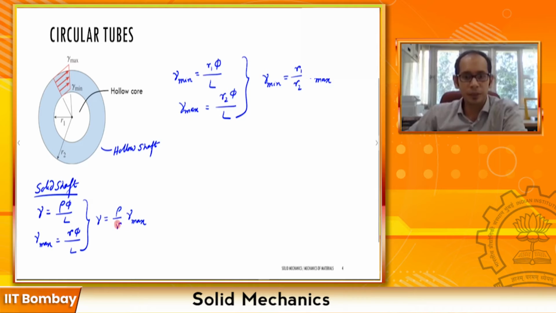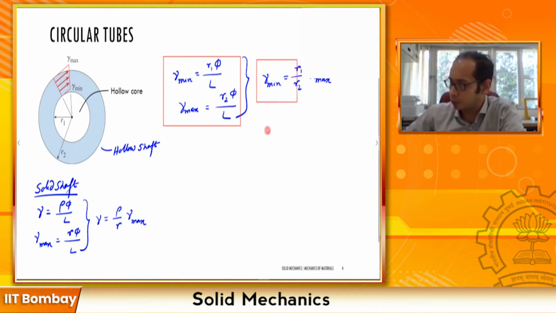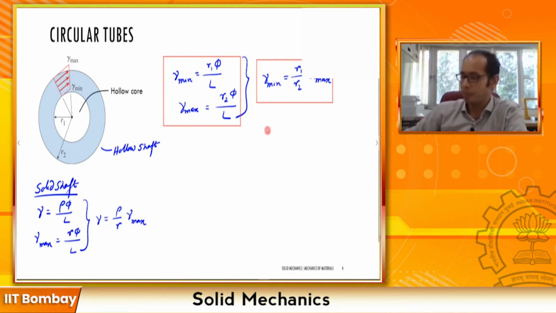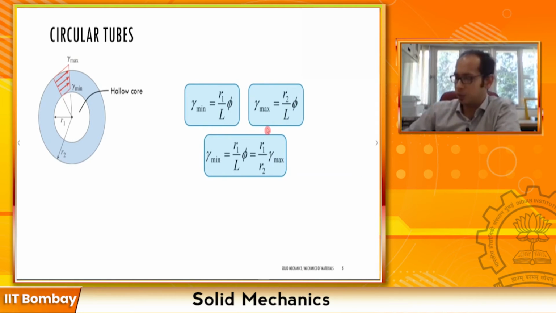So these relationships over here are for the solid shaft, and this is for the circular tubes where you have an internal radius R1 and an outer radius R2. So let me just highlight these expressions as well. These are two of the important relationships which we saw over here, right? The summary of these is given as well. This is what we derived: gamma min is R1 phi by L, gamma max is R2 phi by L, and this is the relationship after you take the ratios.